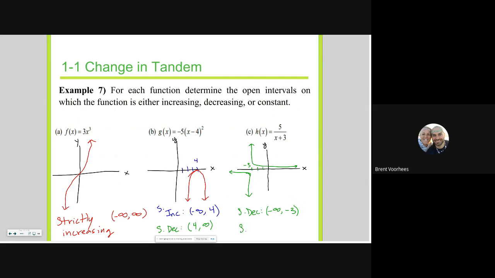That's why with increasing, decreasing, I always use parentheses, because you'll never be wrong if you use a parenthesis. You could be wrong if you use a bracket. You don't have to. Okay, tell me about the second part. What's it doing?